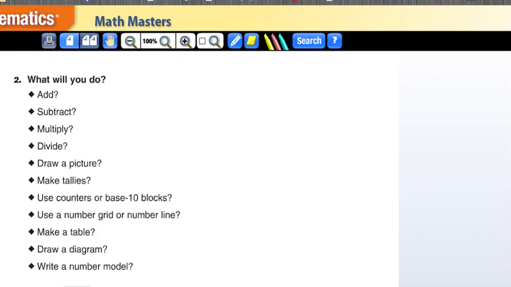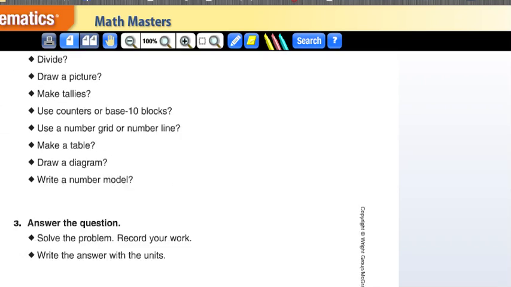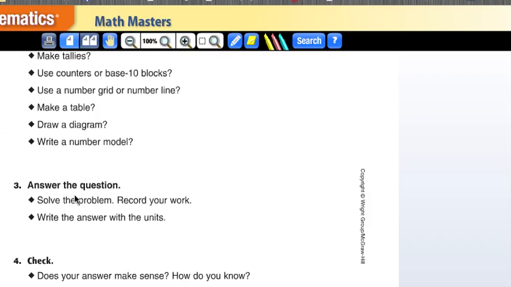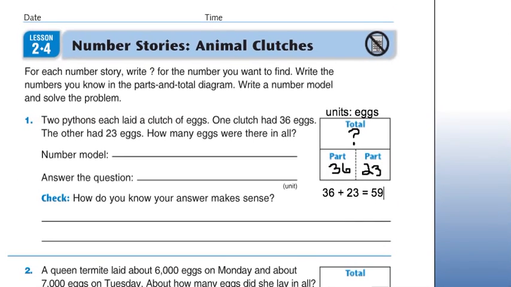So we added to solve this number story. We answered the question, we solved the problem, we recorded our work, and when we go to actually write in the answer, we're going to have to write the answer with the units. We'll also make sure we check our answer. So let's go ahead and answer the question. We know that it is 59 eggs. I'm also going to write the unit eggs in there because right down here in the little parentheses it says unit, so I'm going to write eggs in there.